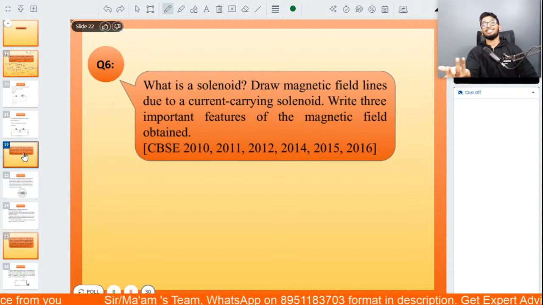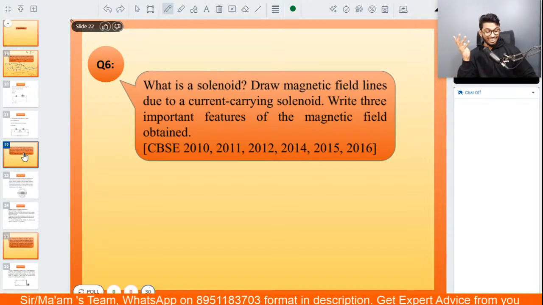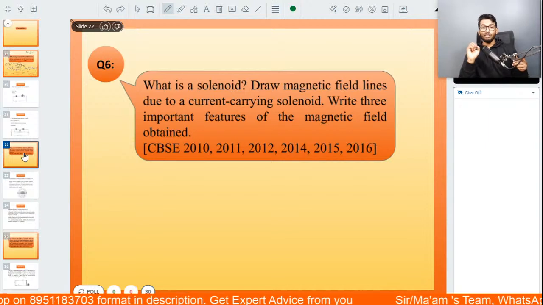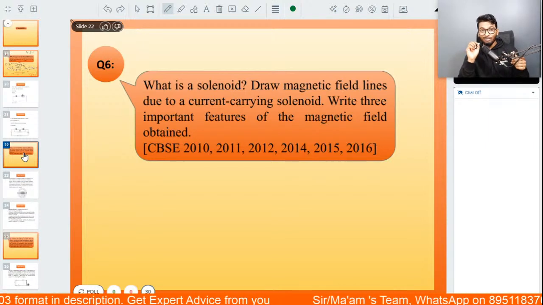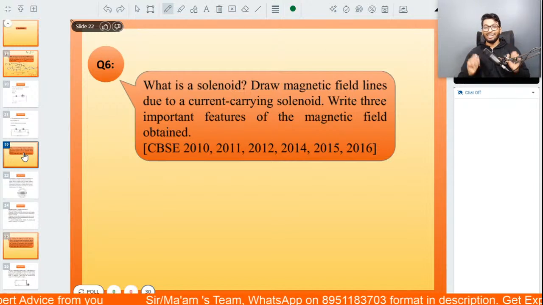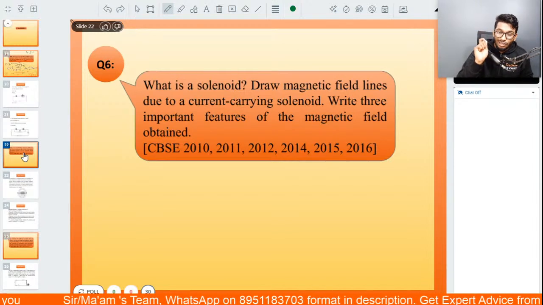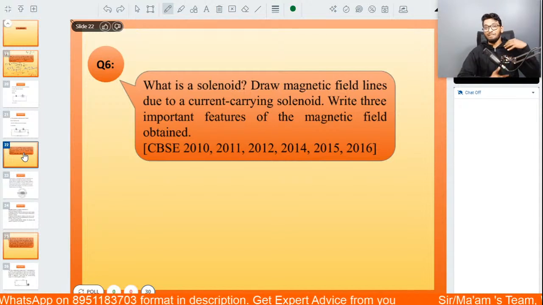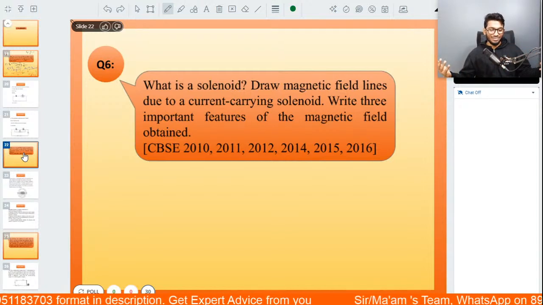What a tough question. So difficult. How many of you are sweating through your palms after reading this? The next part of the question is, draw the magnetic field lines due to a current carrying solenoid. Sweat coming from your forehead now. Write three important features of the magnetic field lines obtained. What a difficult question, no?